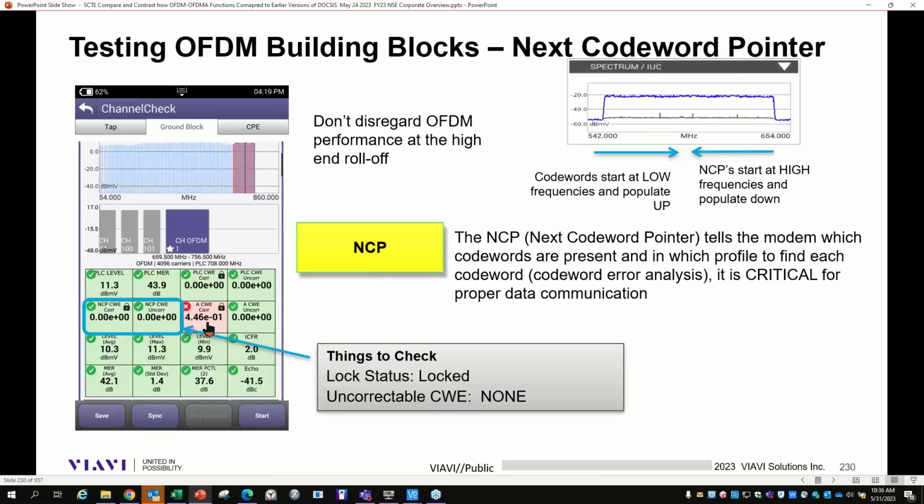It is not uncommon, when I go to some systems, to see some errors on the A profile. Usually what we're looking for is uncorrectable codeword errors. Again, unless the index number, the exponent number, becomes very, very small, then they can certainly impact the carrier.